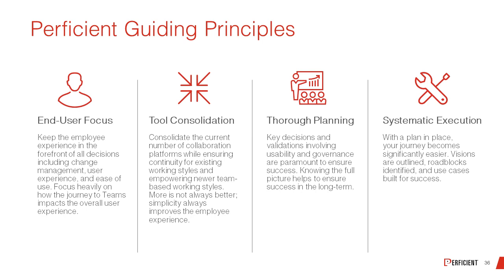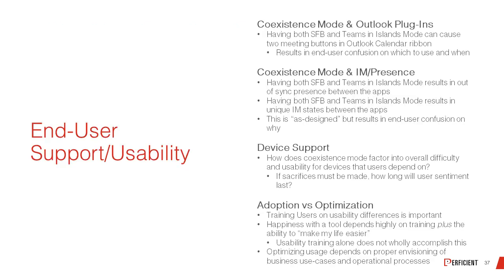And then looking at thorough planning. Key decisions and looking at validations around things like governance and things of that nature. Knowing some of the other pieces and parts around devices or security or some of the other facets of Teams helps you define what that plan should be, and then you simply execute that plan as a result of it because you've already got everything laid out.